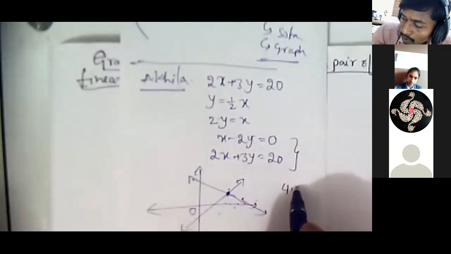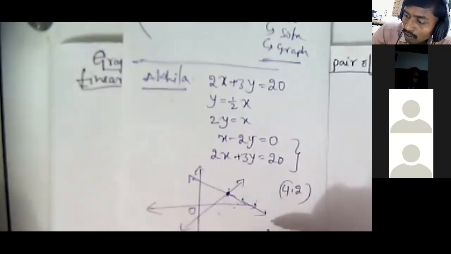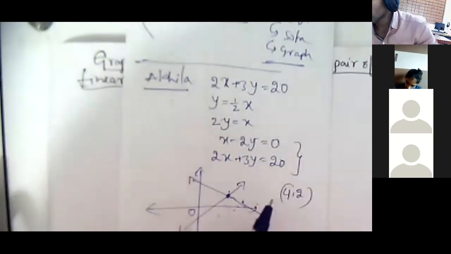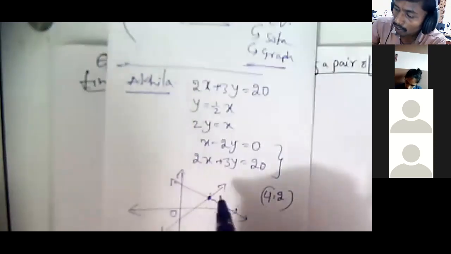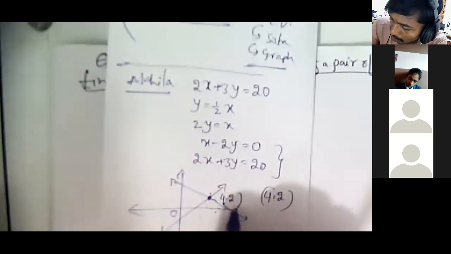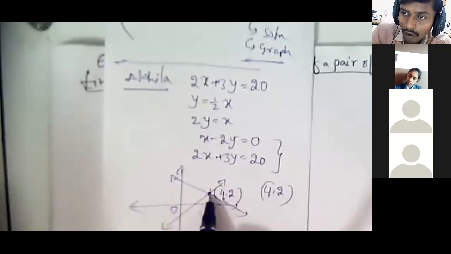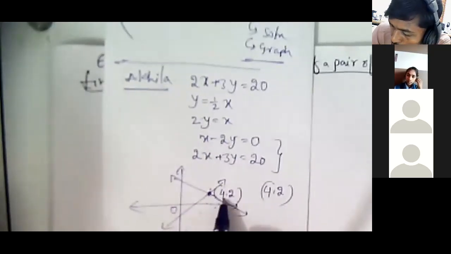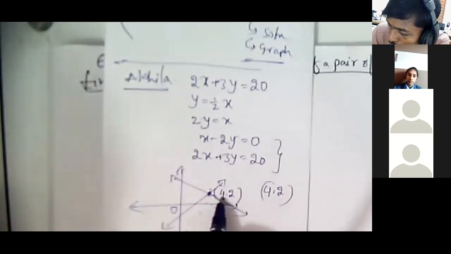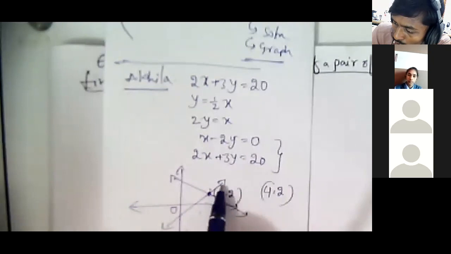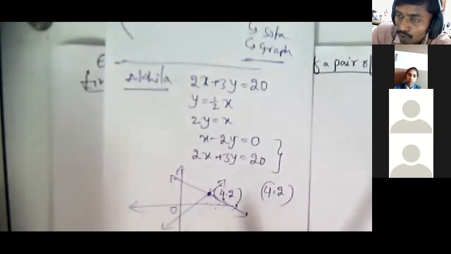That is 4, 2. Check once again. That is 4, 2. Here the two lines are intersecting at one point. This point value is 4, 2, which means x is equal to 4, y is equal to 2. Therefore, the common point is 4, 2.